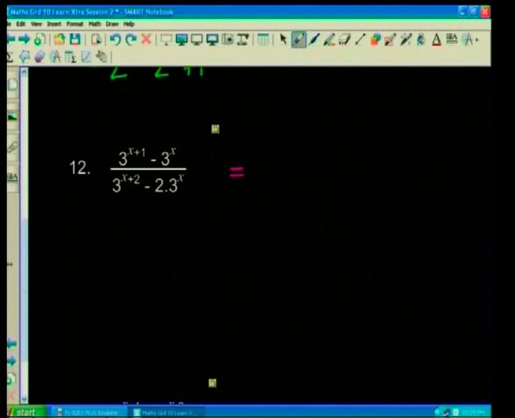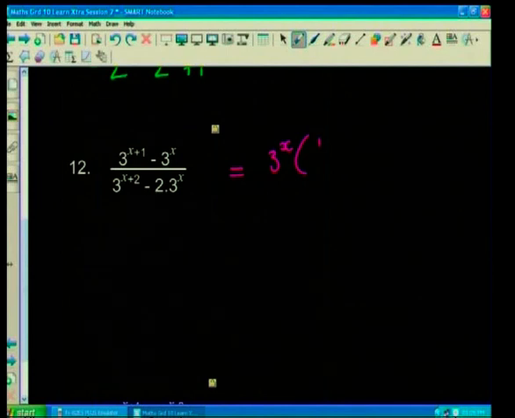There are some people who will be lazy, and so they won't want to rewrite it as 3 to the power of x times by 3 to the power of 1. They're going to just want to take out the common factor immediately of 3 to the power of x. But then they get confused and they're left with this little 1 hanging around.